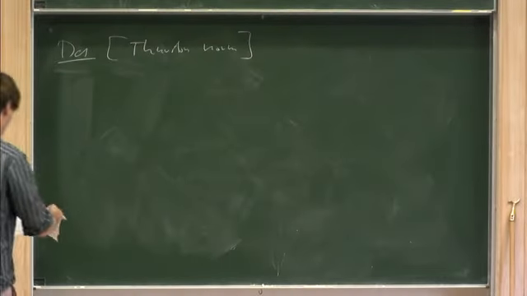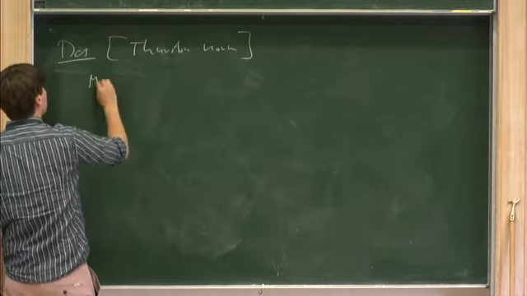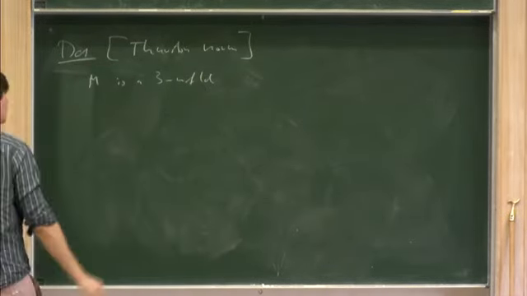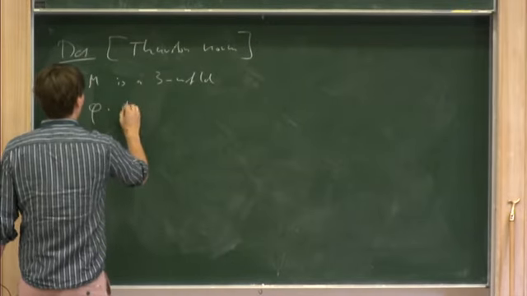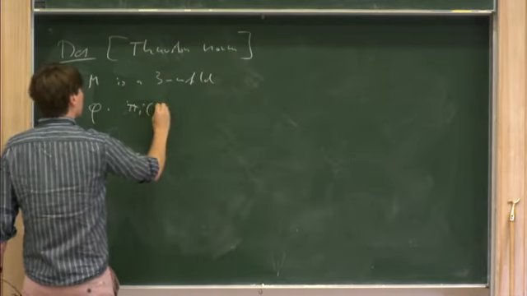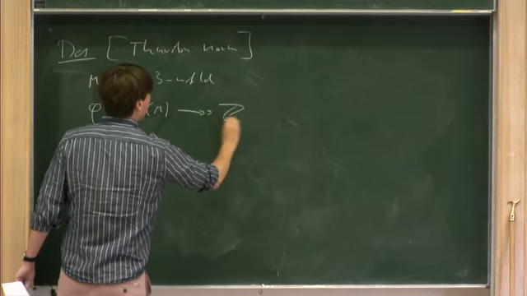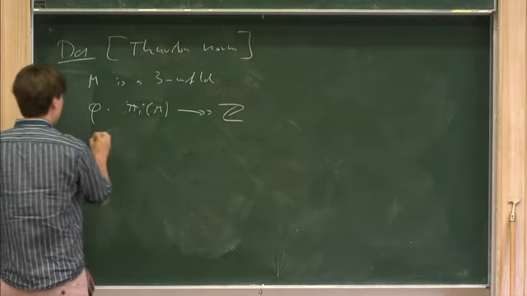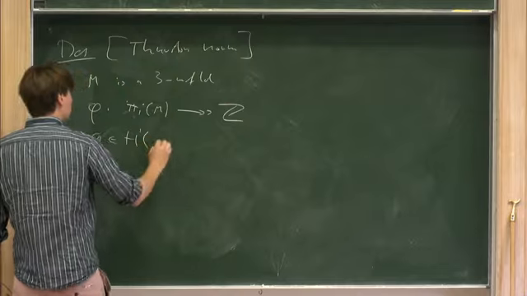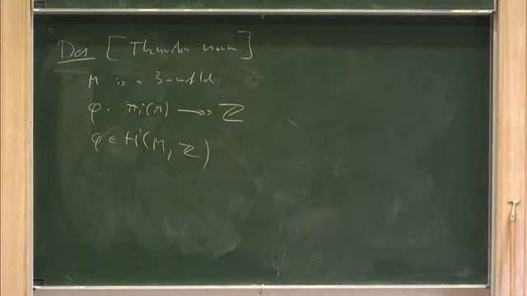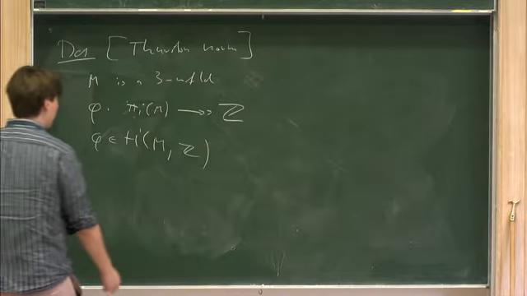Right. So we take our 3-manifold and we take a character phi from the fundamental group of the 3-manifold onto Z. Such a morphism is, of course, an element of the first cohomology of the manifold. This is, after all, the definition of the first cohomology. And to this guy, we are going to associate a number.